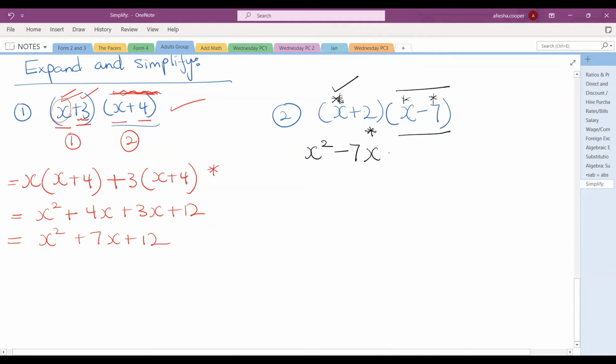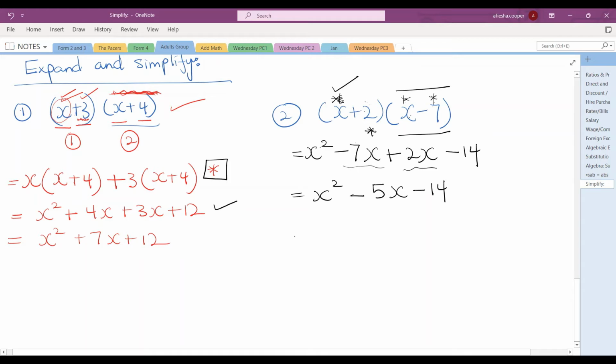2 by x, that's, hold on, x by x, negative 7x plus 2x. And 2 by negative 7, that's negative 14. Right? So x by x, x squared, x by negative 7, negative 7x, 2 by x, 2x, 2 by negative 7, negative 14. Simplify. So that's going to be x squared minus 7x plus 2x can be simplified, which will give us negative 5x, subtract 14. So it's like we went straight to this step without putting this one in.